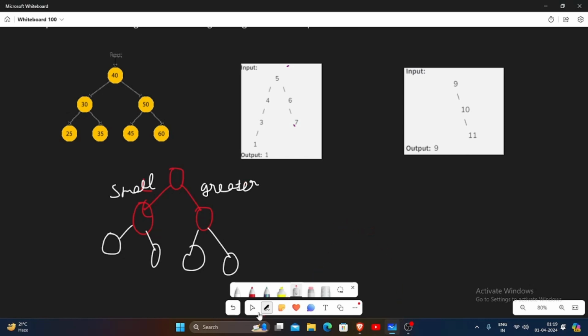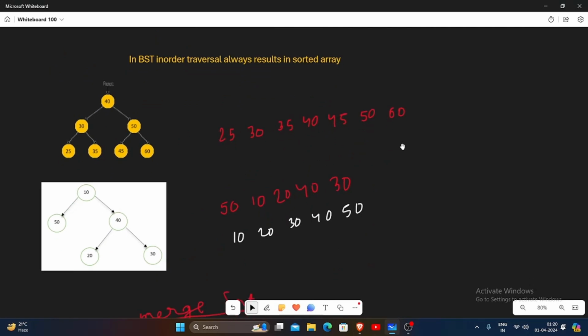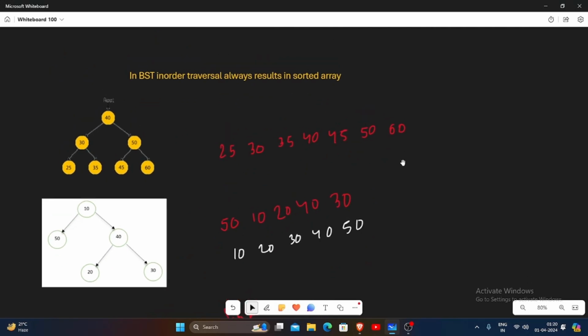What is actually the intuition? If you're doing this for the first time, this may look something new. Actually, what happens when we do an in-order traversal in our BST is that it always results in a sorted array. Okay. If you don't know, I cannot say that you're able to make this observation.